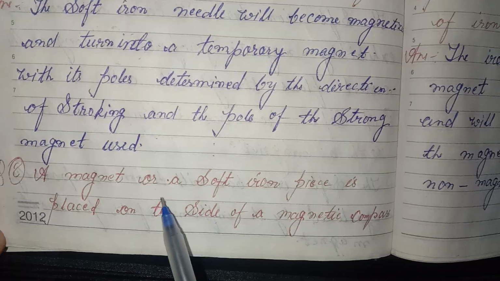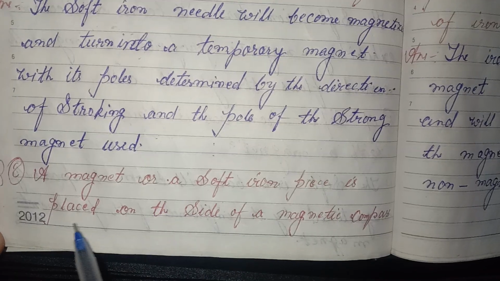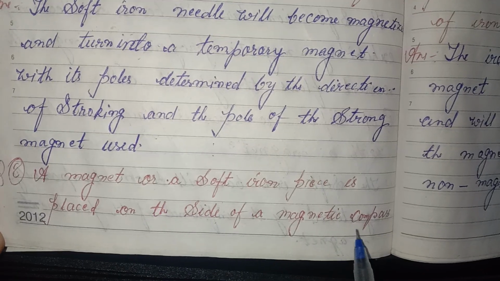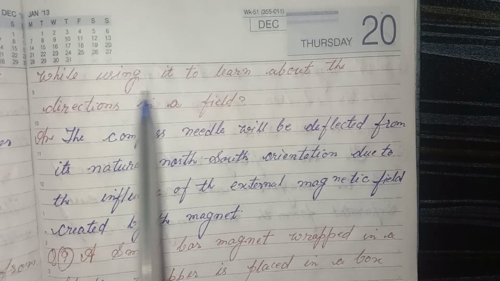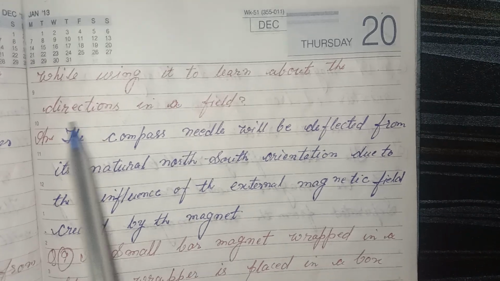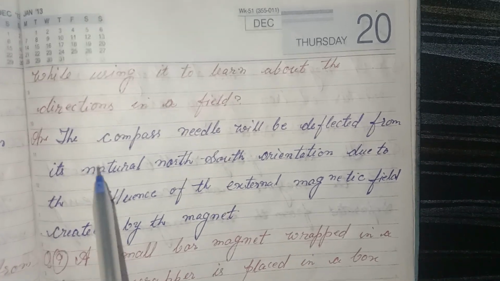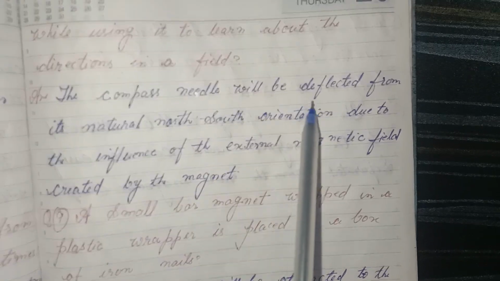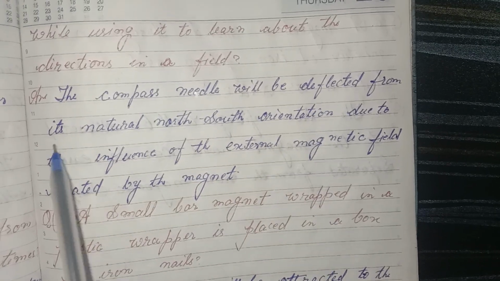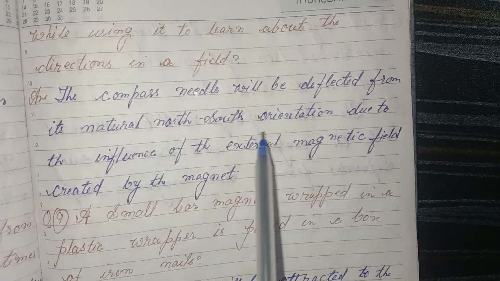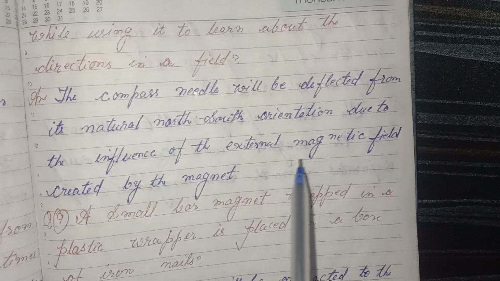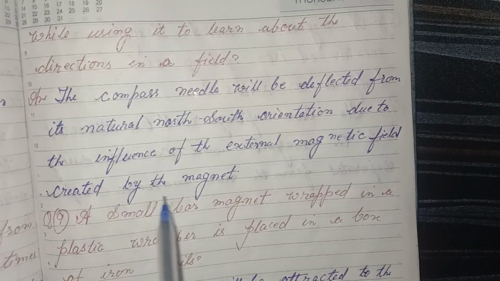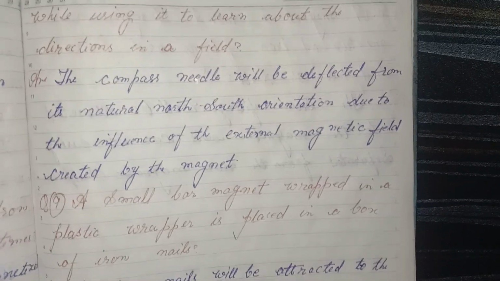8. A magnet or a soft iron piece is placed on the side of a magnetic compass while using it to learn about the direction in a field. Answer: the compass needle will be deflected from its natural north-south orientation due to the influence of the external magnetic field created by the magnet.